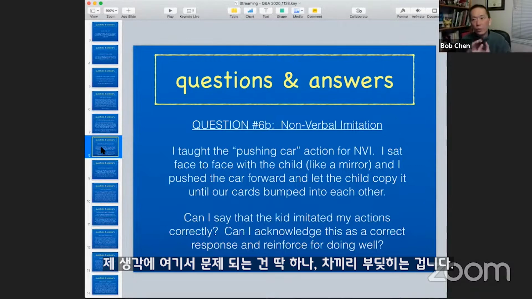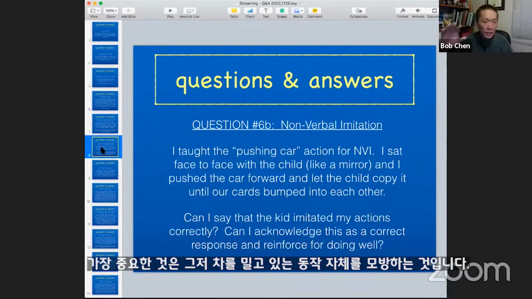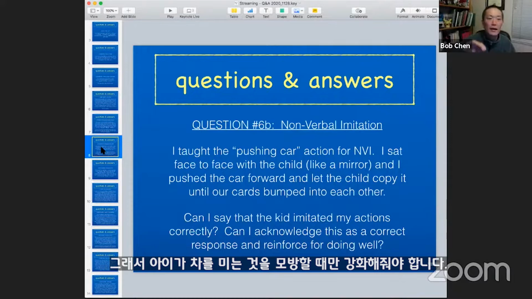I think there's only one thing in here, which is the crashing, like having them crash, because that seems like the crux of it. Like that's the most important thing, when that's not the most important thing. The most important thing is the imitation of the action itself, which is just the pushing of the car. And so for myself, it's only about the pushing of the car. So if the child by themselves imitates the pushing of the car, you should reinforce them for that.